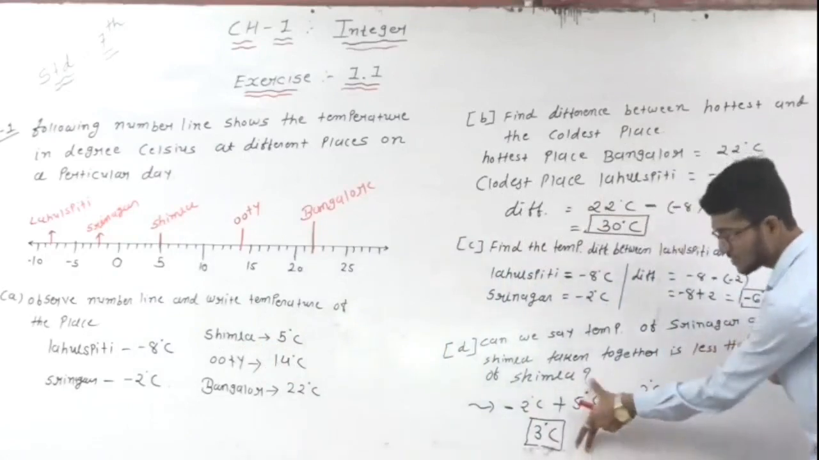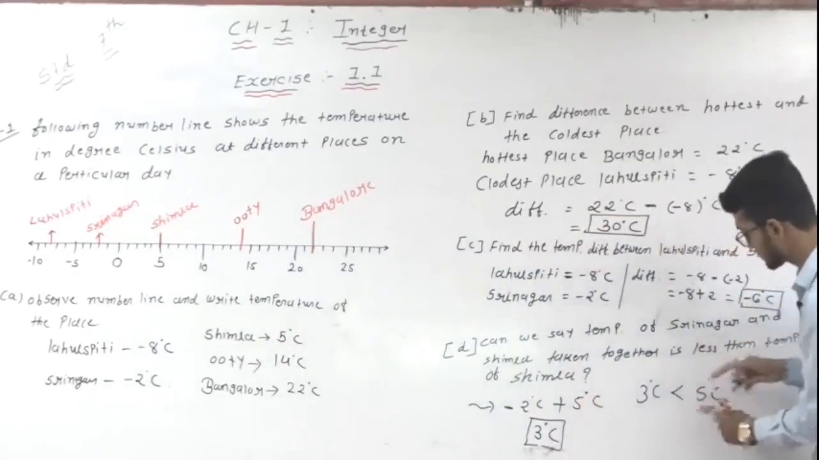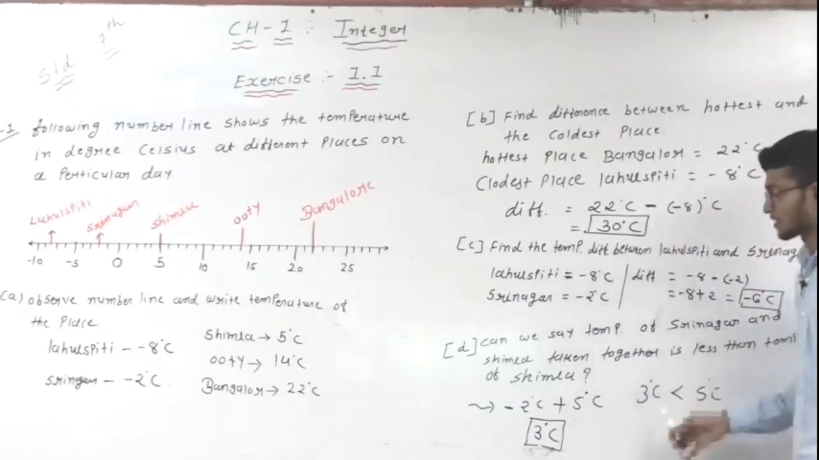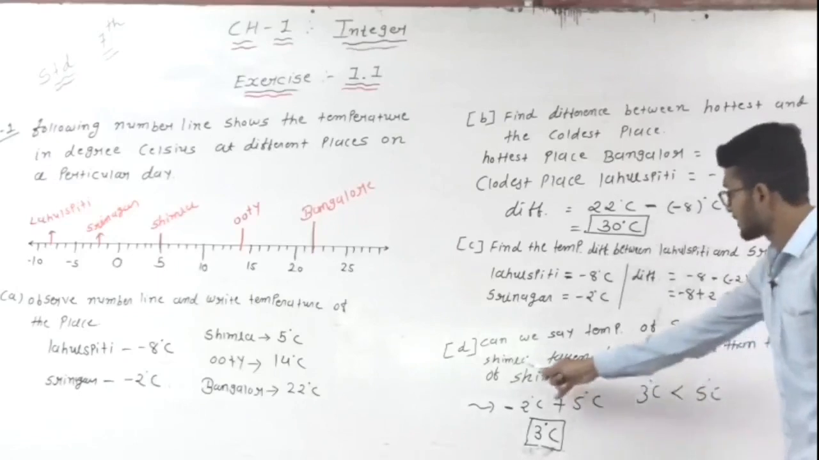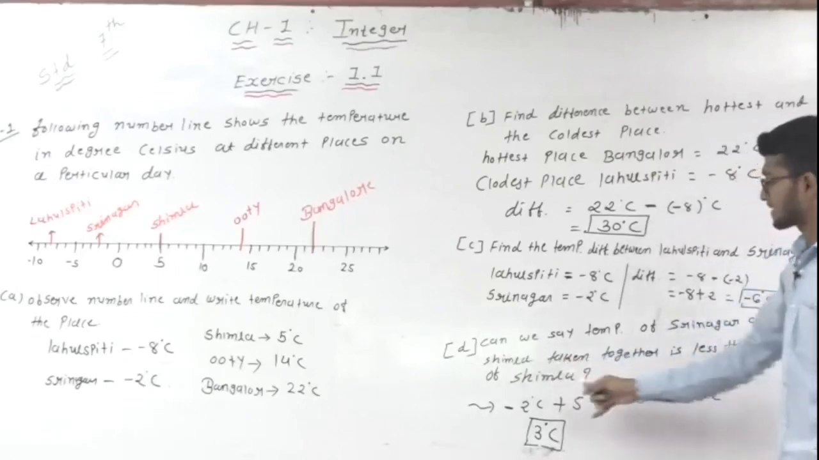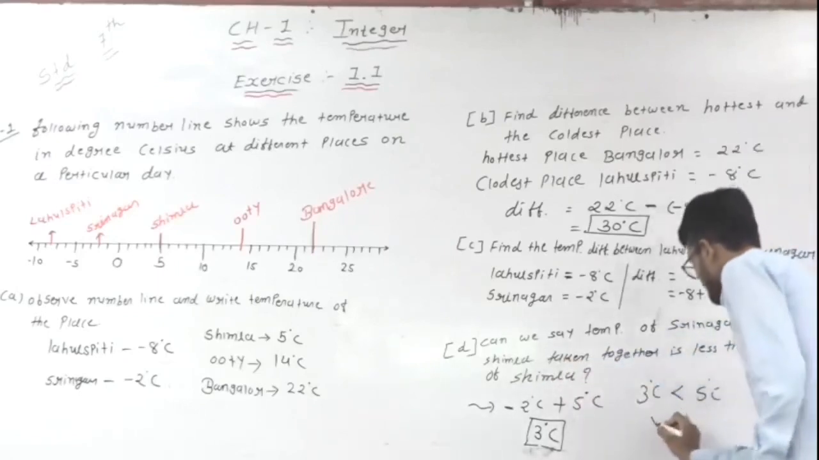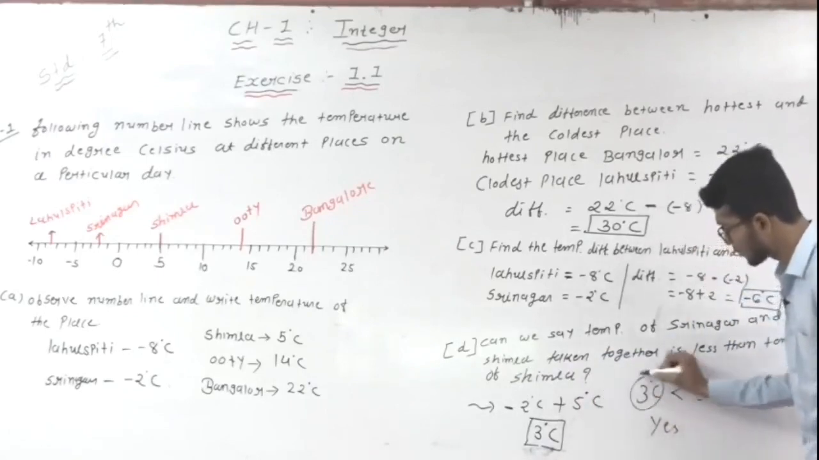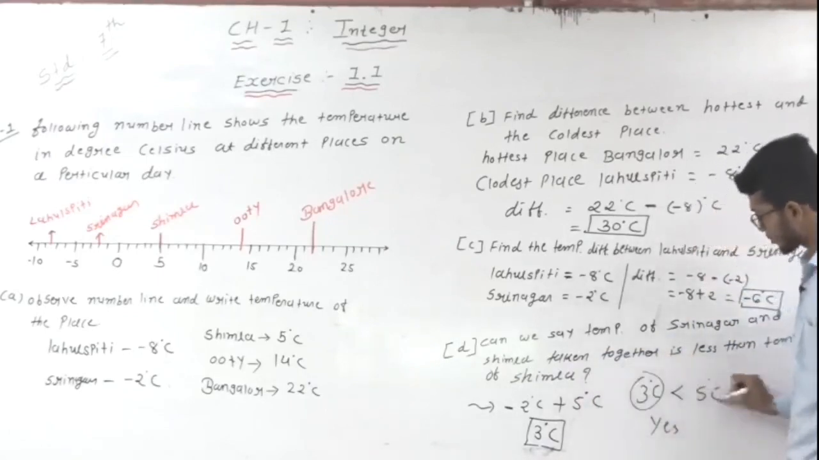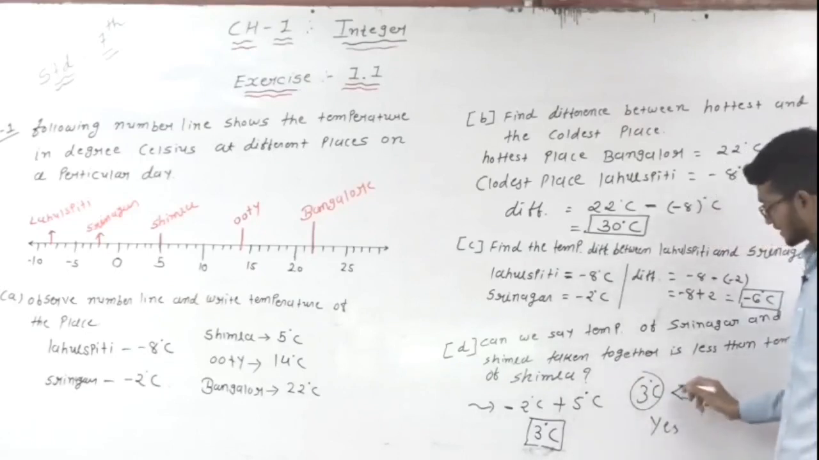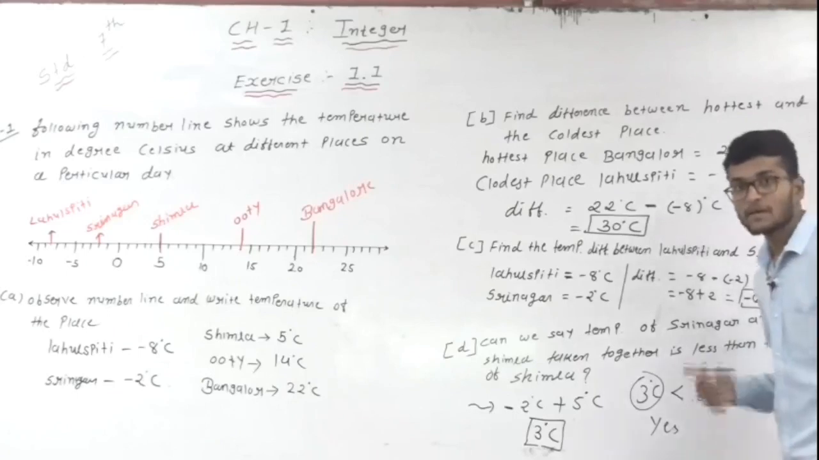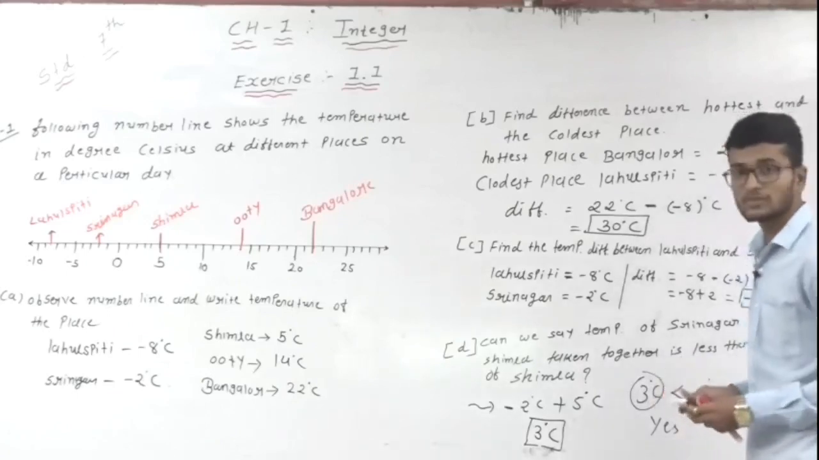3 degrees Celsius means these two together, and 5 degrees Celsius means this one is the Simla temperature. So this one is the less than sign. So yes, Srinagar and Simla taken together is less than the temperature of Simla. The answer is yes. See here, this one is the together temperature of Srinagar and Simla, and this one is only the Simla temperature, and between them is the less than sign. Okay, students, clear?